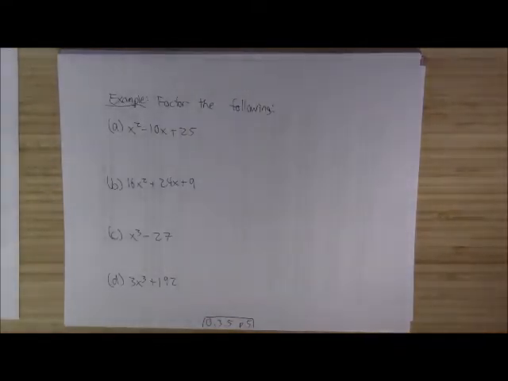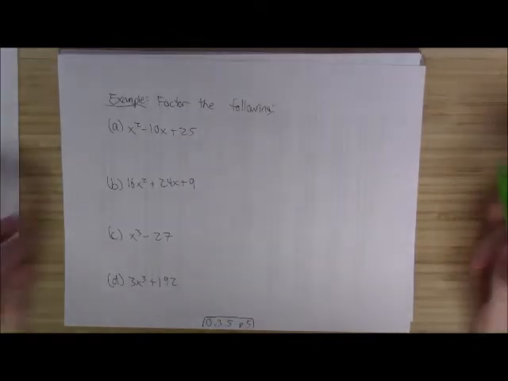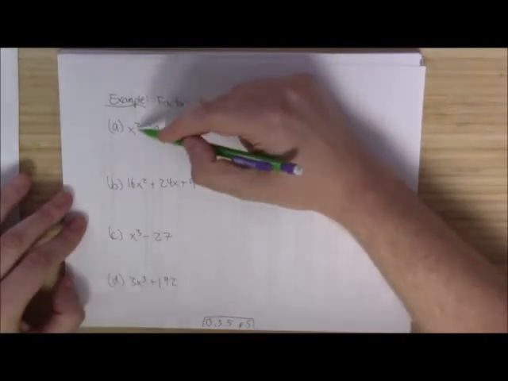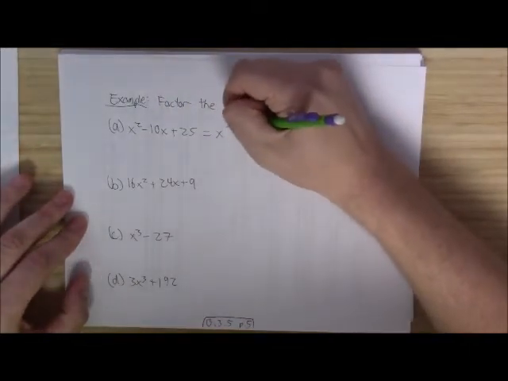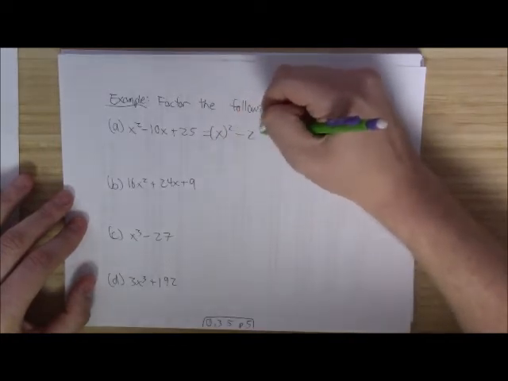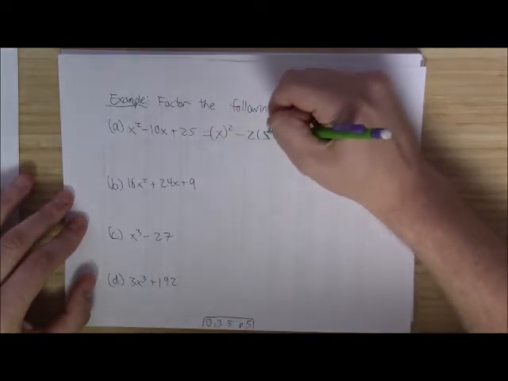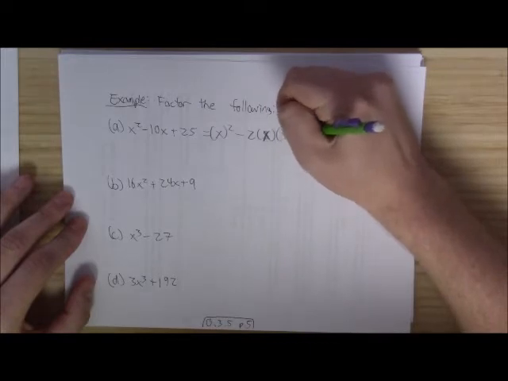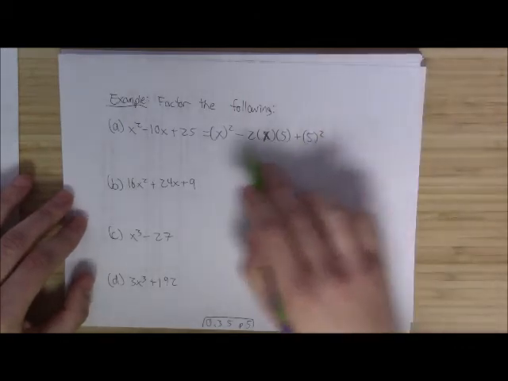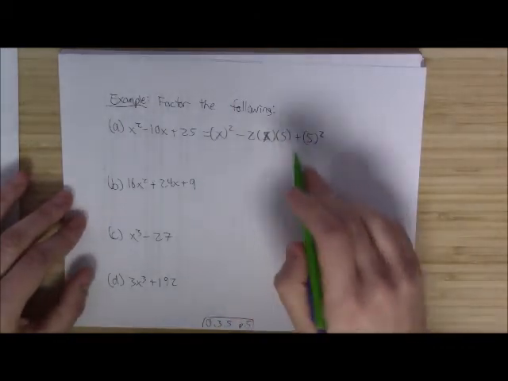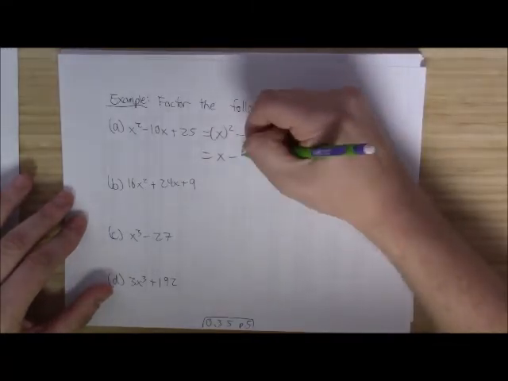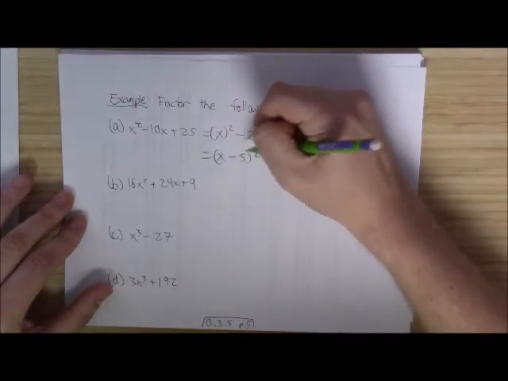So let's go ahead and dig into these forms a bit more. Here, if we factor the following, we notice that this has the form x squared minus 2 times 5 times x plus 5 squared. These all fit in the correct spots to be able to use the special factoring formula, so this is really x minus 5 quantity squared.